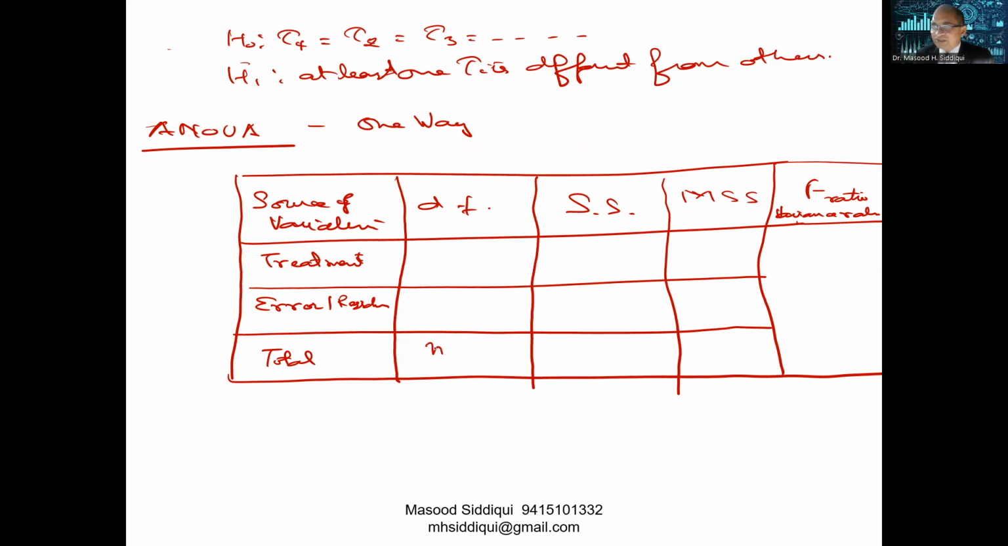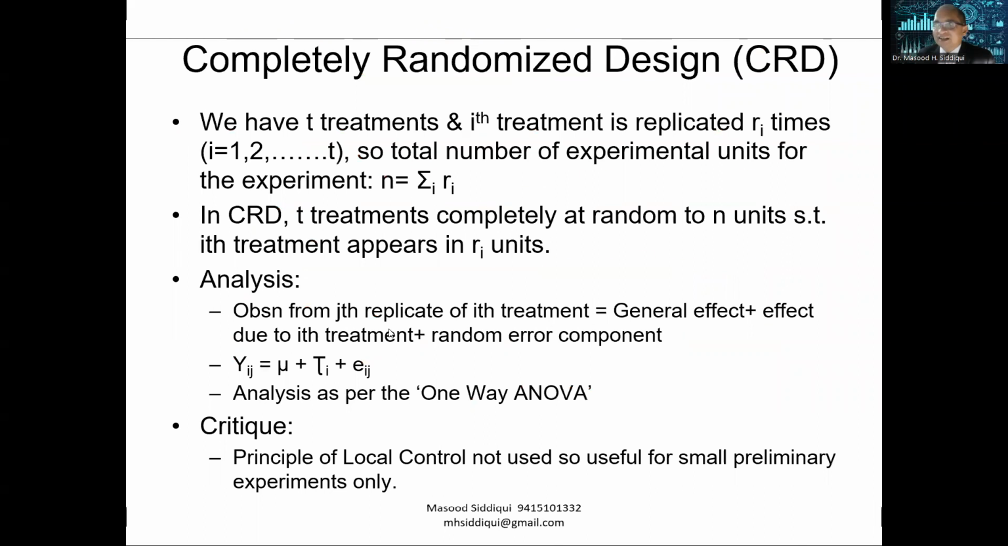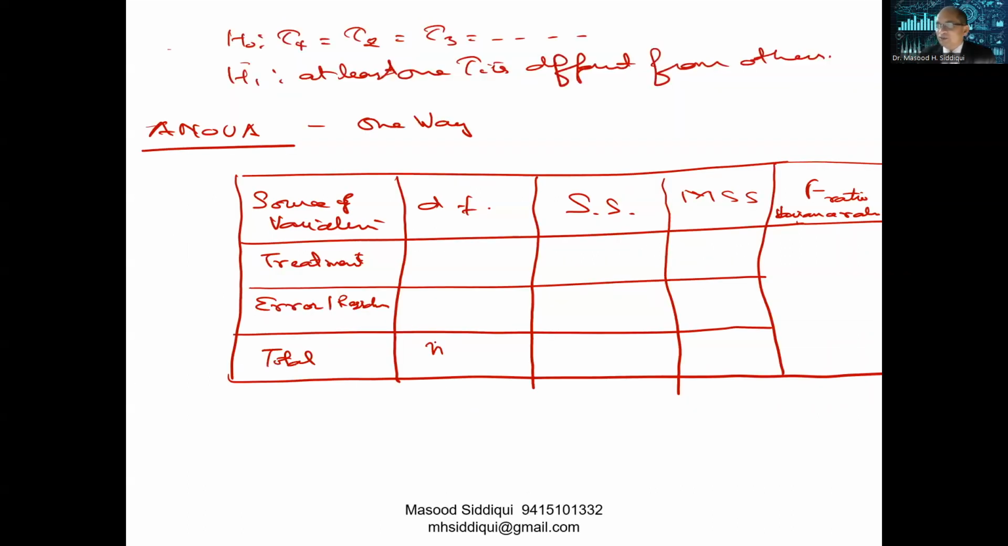We have n observations, that is, as we have mentioned, the summation of r_i, where i varies from 1 to t. So n is the number of observations, and the corresponding degrees of freedom would be n minus 1. t is the number of treatments, so that is t minus 1. For error, we have (n minus 1) minus (t minus 1), so it would be n minus t. The first one is the sum of squares due to treatment. The next one is the sum of squares due to error, which we have discussed in regression in quite some detail, and this is TSS. So SSE, the sum of squares due to error or residual, is the subtraction of SSTR from TSS.